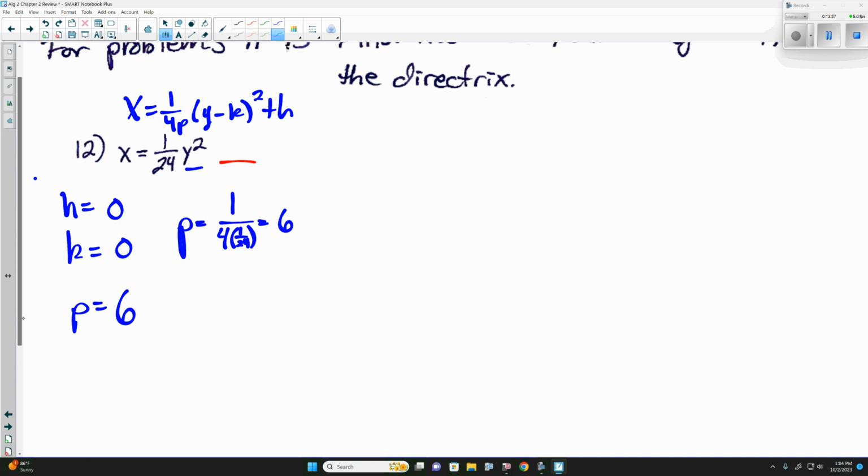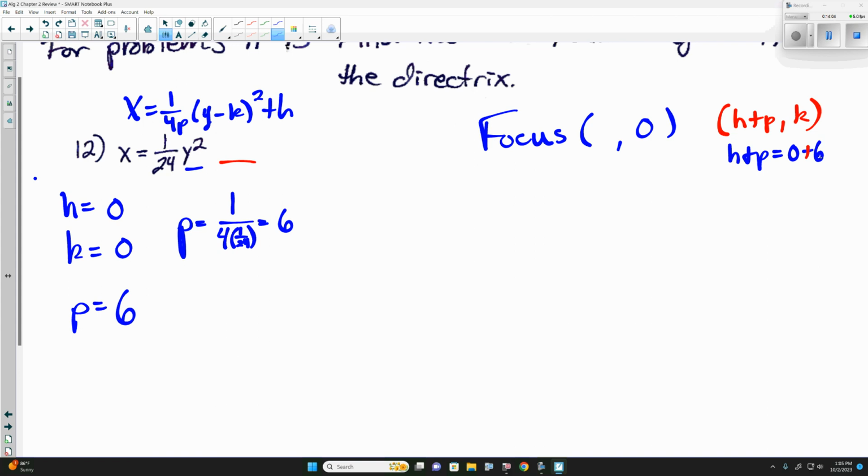It didn't ask for it, but what would the vertex be? 0, 0. So the last one we use h comma k plus p. Would we use that for this one here? Because what's the general form for this one here? h comma k. So our k value this time is 0. h plus p would be 0 plus 6, which would be 6. So 6 comma 0.